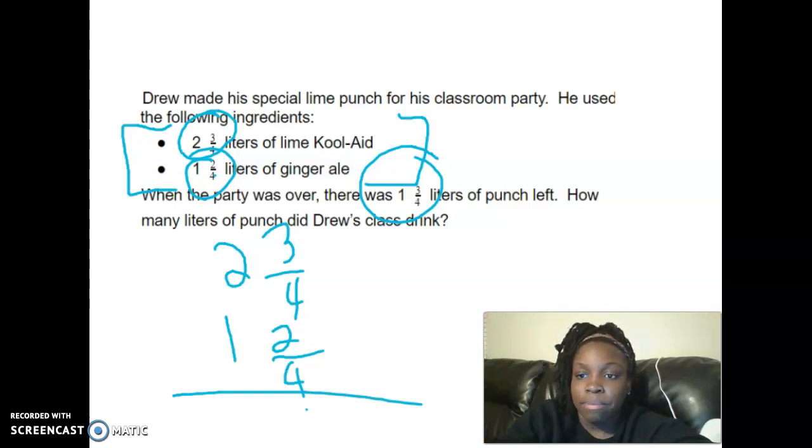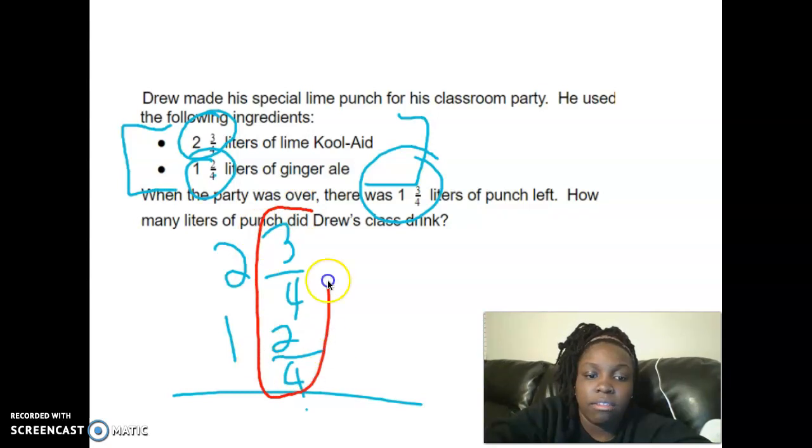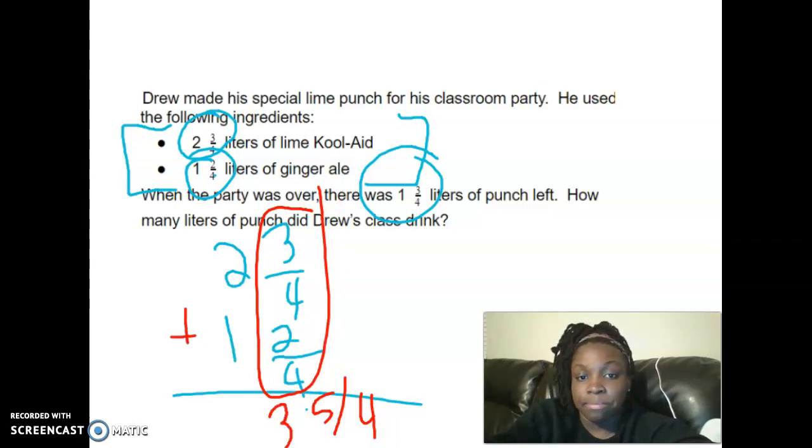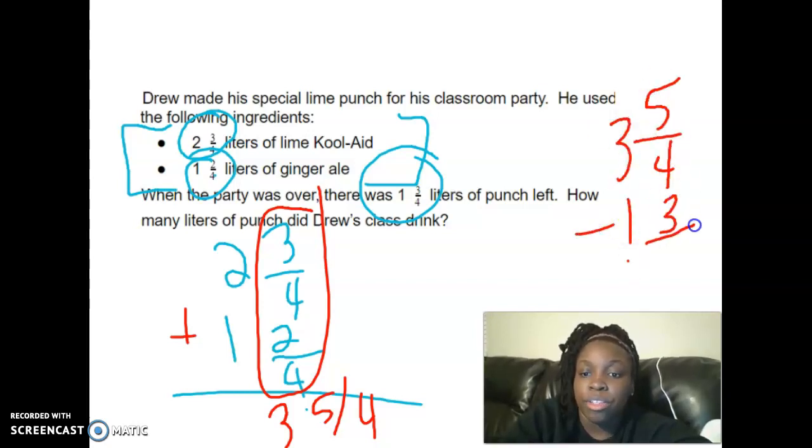So I'm going to add these up, and I will get 3/4 plus 2/4 is 5/4. 2 plus 1 is 3. So I have 3 and 5/4. All right. So now, when the party was over, there was 1 and 3/4 liters of punch left. What will I have to do now if there is 1 and 3/4 liters of punch left? Good, I have to subtract here. So I know I have 3 and 5/4, and I know I'm taking it away from 1 and 3/4.